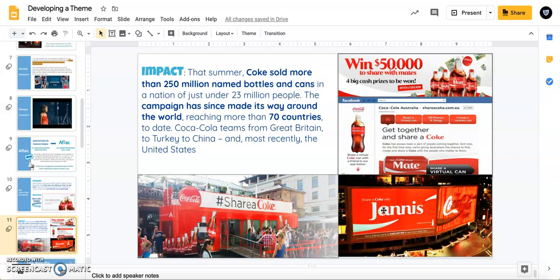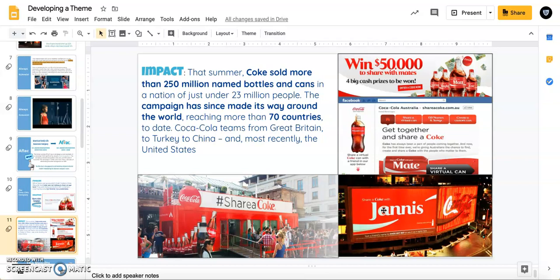So that summer when they did this, Coke sold more than 250 million bottles and cans to a country, and this was in Australia, that had just under 23 million people. Okay, 250 million cans for 23 million people. So it really then made its way around the world to 70 countries, and really took it by storm. So this was a genius campaign on their part, especially with something so simple.